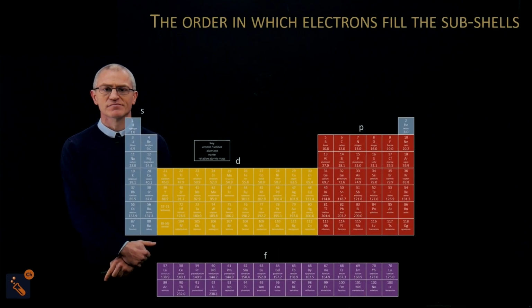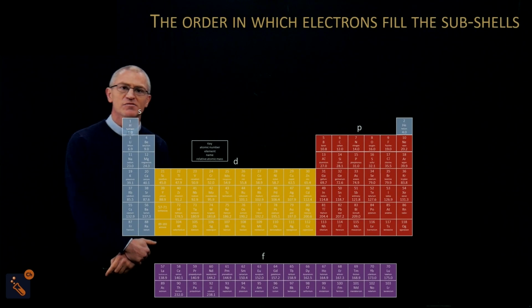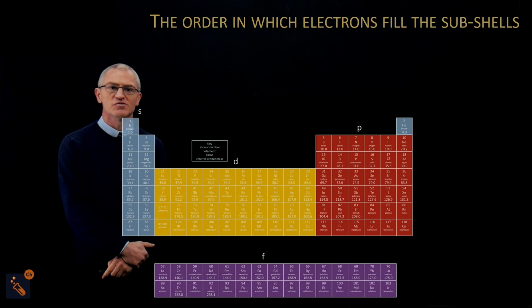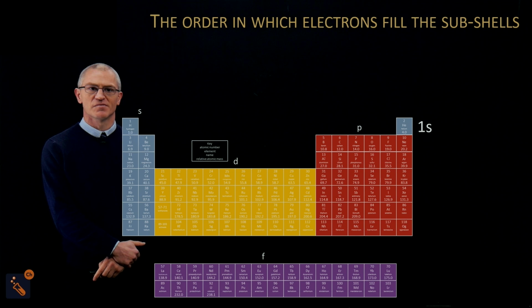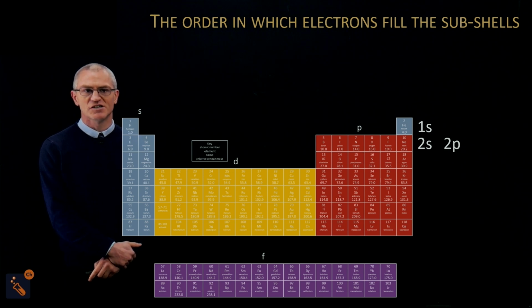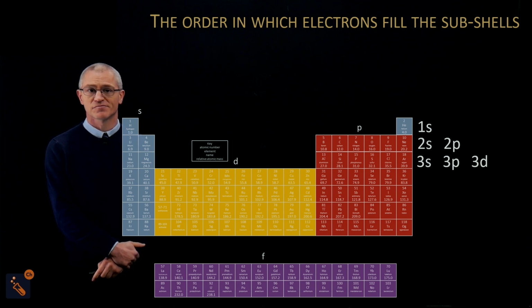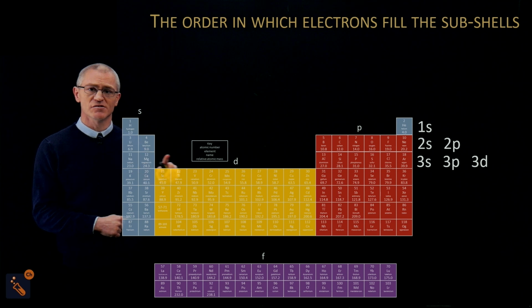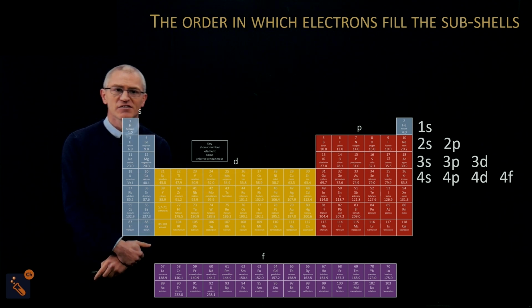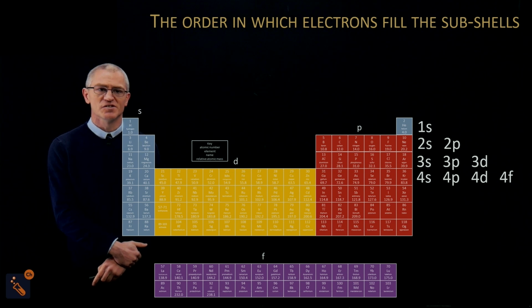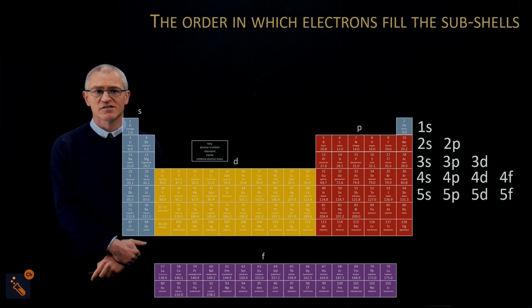Now, if we look at the periodic table and the order in which the shells fill, we know there's 1s at the top, we know there's 2s and 2p. We know there's 3s, 3p, and 3d. Remember, that's the ones that go across, down, and then back up again. I'm going to tell you here that you have 4s, 4p, 4d, and 4f, and you have 5s, 5p, 5d, and 5f.